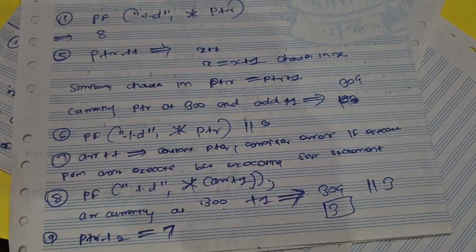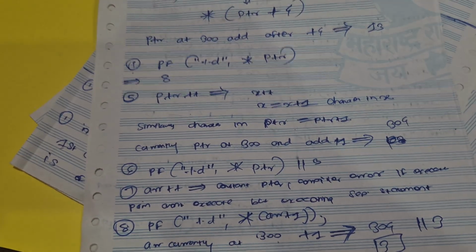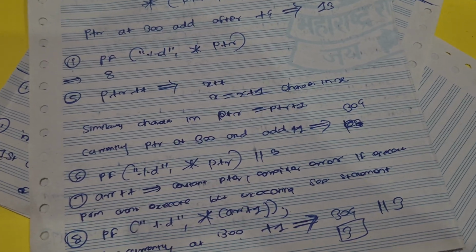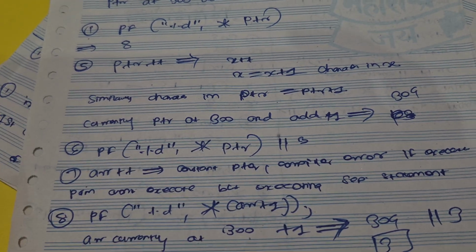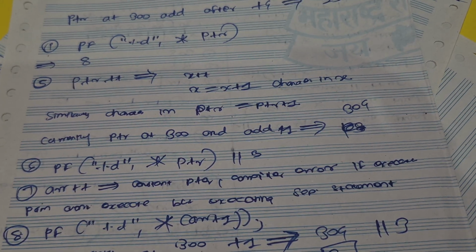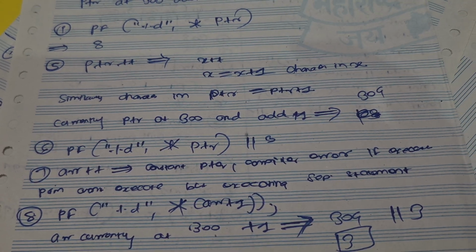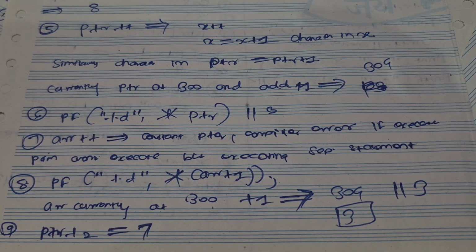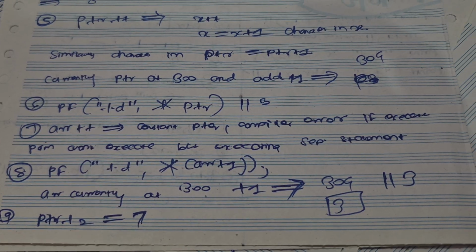Then the seventh is array plus plus. Since the array is just a constant pointer, you cannot increment it, so it's an invalid case. If it were a program, we would get a compiler error, but since we are executing it as an individual statement, we won't get any error here. But ideally it's an error. You cannot modify an array because it's a constant pointer, it's just a name. And star of array plus plus 1 means you need to access the value, which is 3.